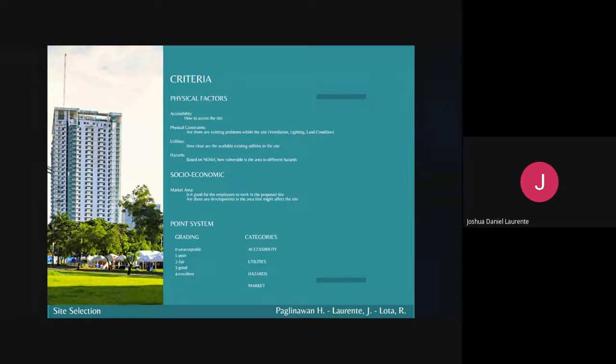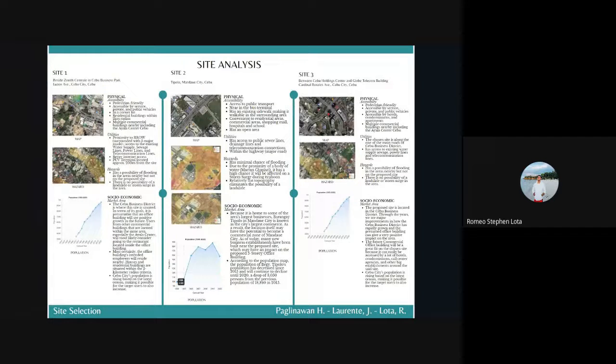So next slide. For the site analysis, Site 1 is located beside Zenith Central in the Cebu Business Park along Luzon Avenue, Cebu City, Cebu. So there are four factors that we considered.